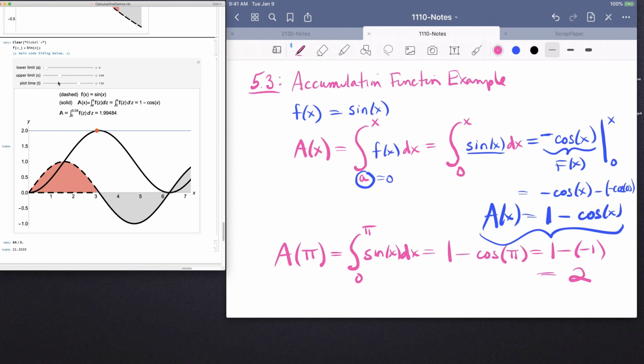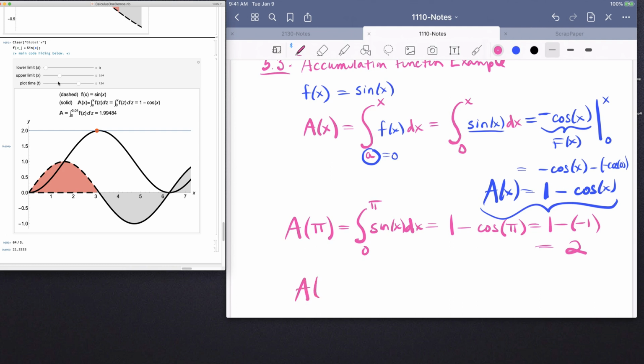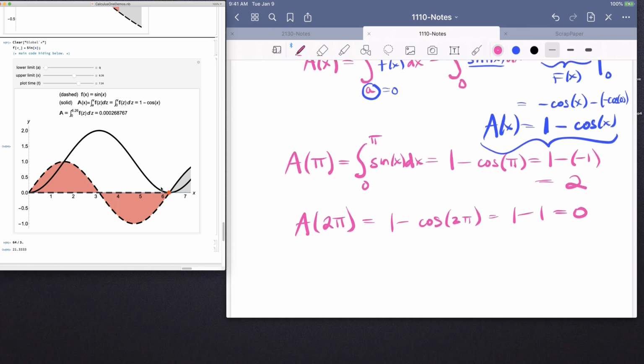Okay? If you want to find the accumulation function at 2 pi, we will get 1 minus cosine of 2 pi. Cosine of 2 pi is 1. 1 minus 1 is equal to 0. And that is why when we get to a value of x equal to 2 pi, we have accumulated 0 total area. There was a positive area of 2, and then from pi to 2 pi, we must have picked up a negative area of 2, and those two areas cancel out and give 0.